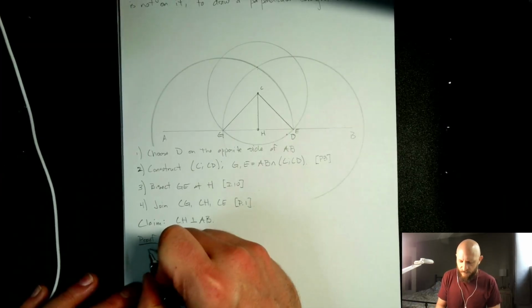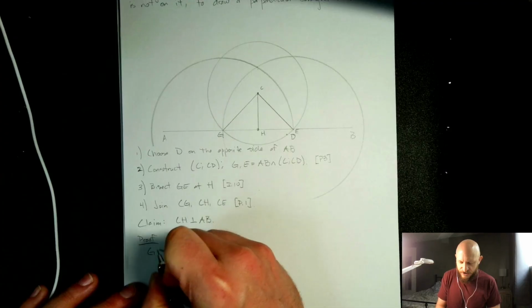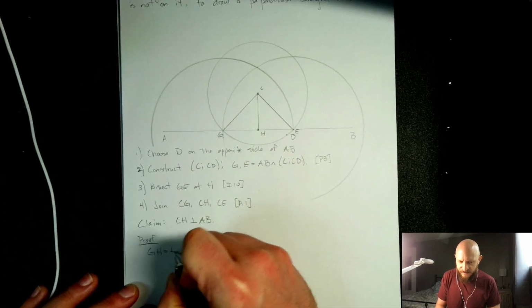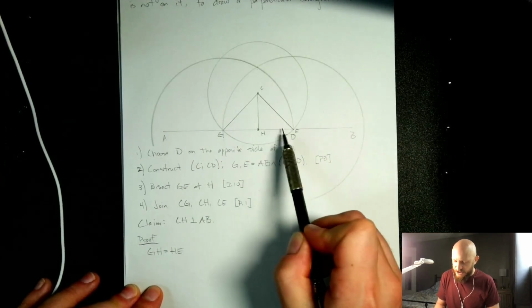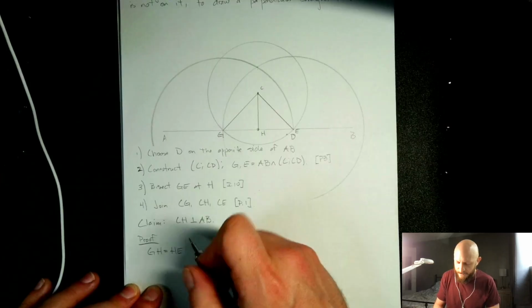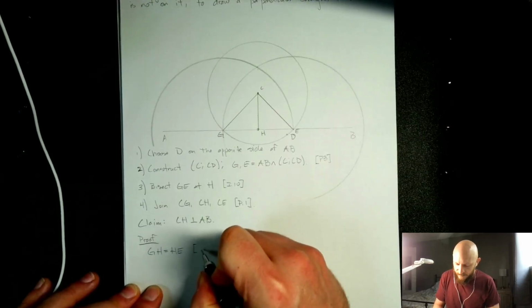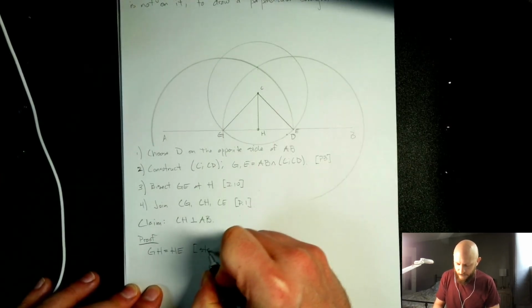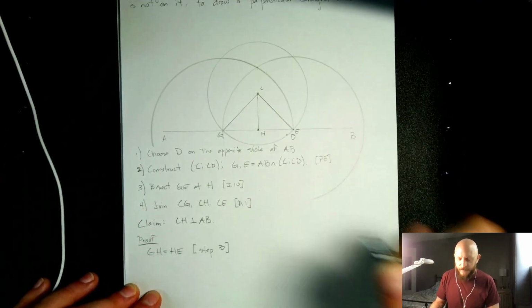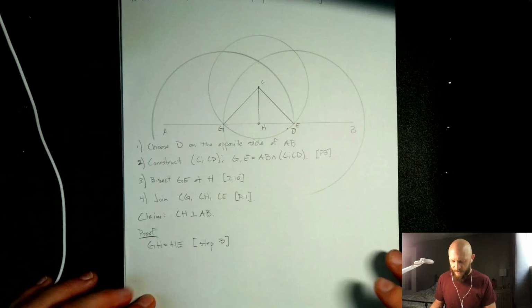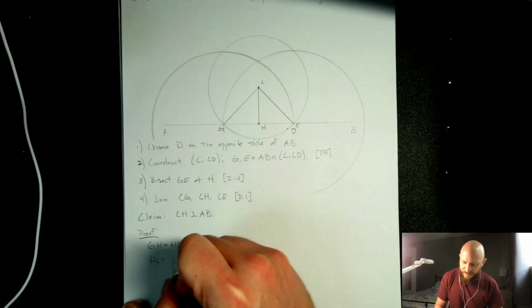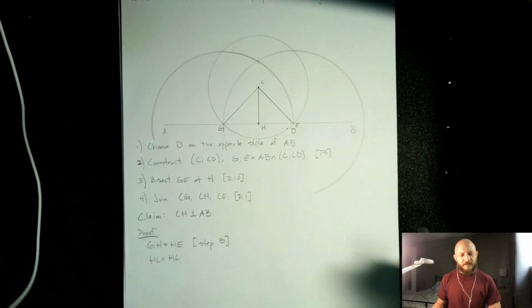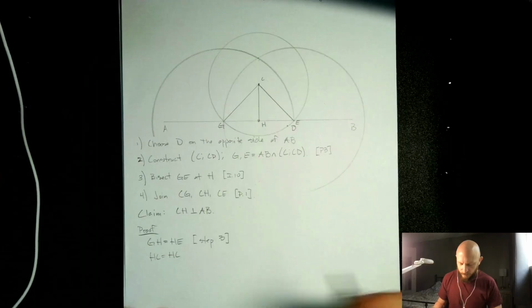Well, first of all, we know that by construction, GH is equal to HE. That's from step 3. It's by construction, through step 3. Obviously, HC is equal to itself. That doesn't need any justification.